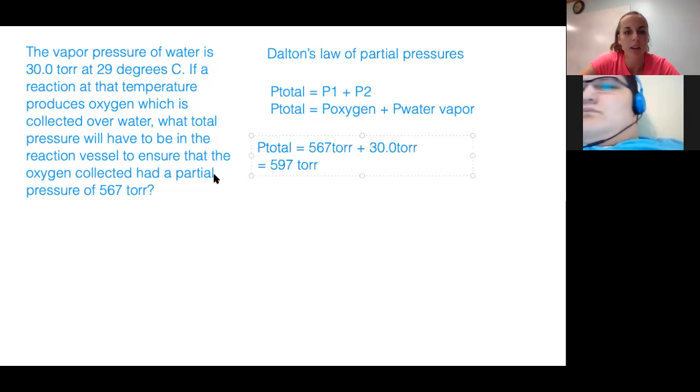Seems too easy, but that's all you have to do. I think the temperature was throwing me off because I'm like, are we supposed to do something with that? You don't. So you're just finding the total pressure based off of the two partial pressures that you're given. And that's it.